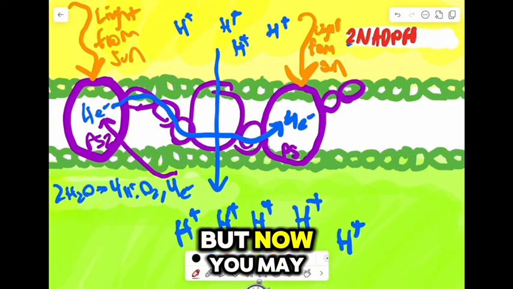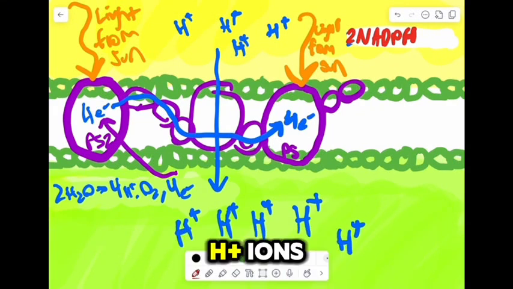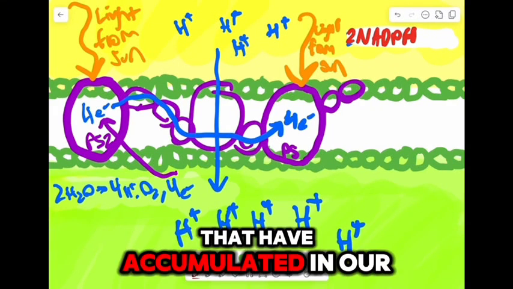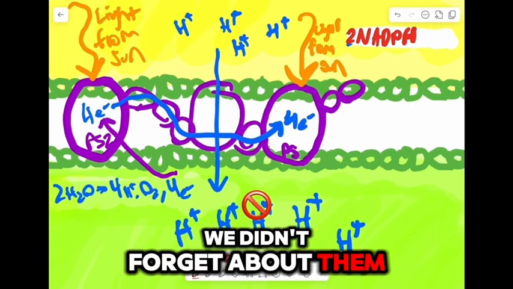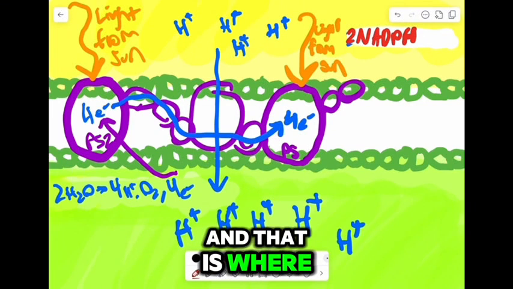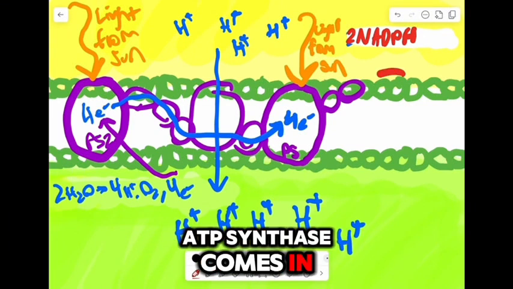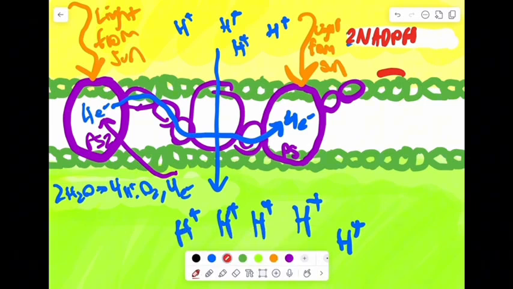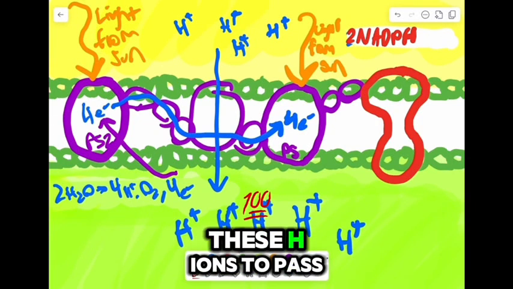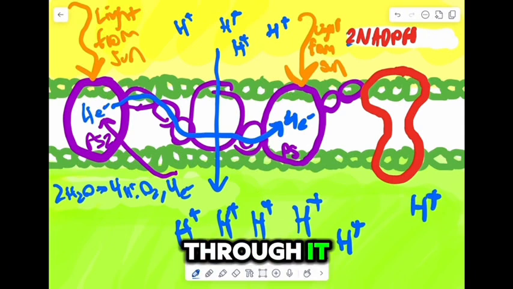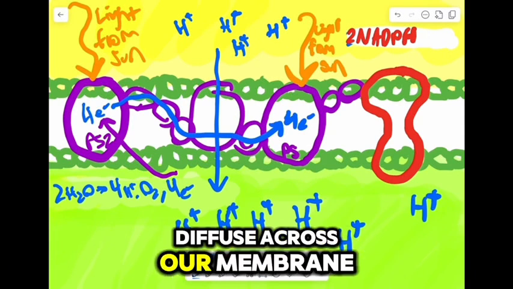But now you may be wondering what happens with all these H plus ions that have accumulated in our thylakoid membrane. Well, don't forget, we didn't forget about them. And that is where ATP synthase comes in. The role of ATP synthase is to allow for these H plus ions to pass through it, as they can't simply diffuse across our membrane.